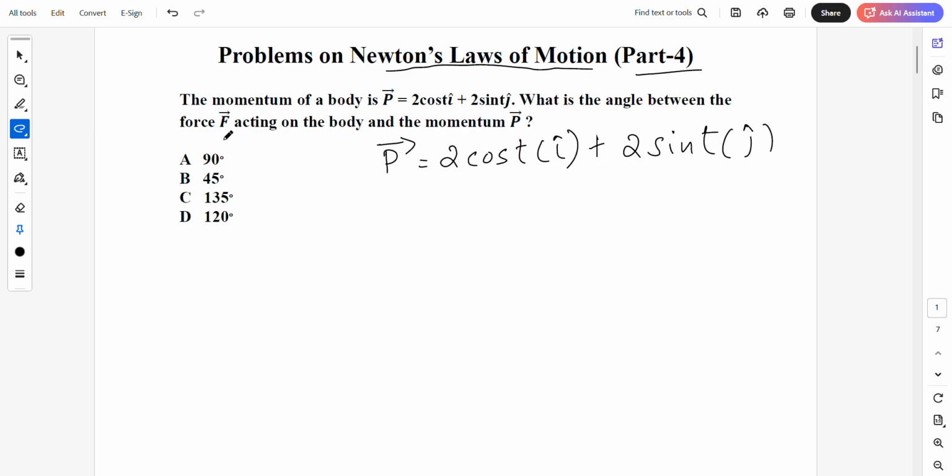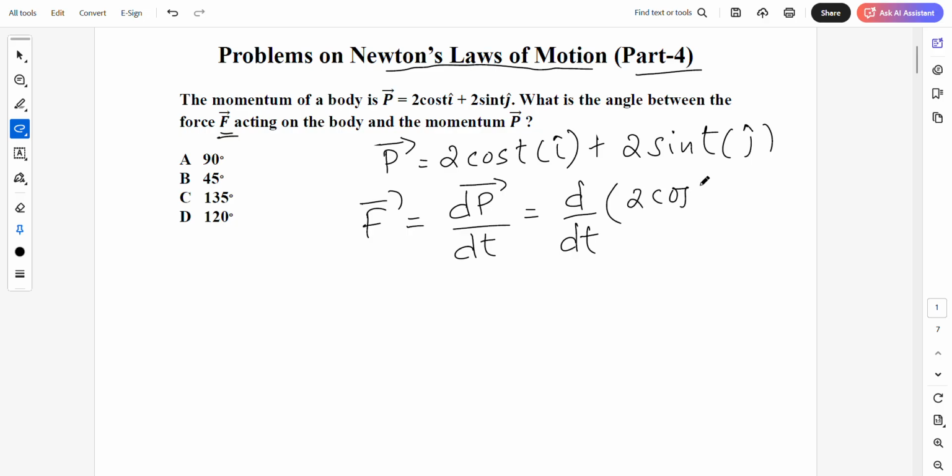What is the angle between force, vector F, acting on the body and the momentum vector P? Now we are supposed to calculate vector F, and that is given by the rate of change of linear momentum. We know that vector F is given by the rate of change of linear momentum. That is nothing but d by dt of vector P. Substitute here 2 cos t i cap plus 2 sin t j cap.